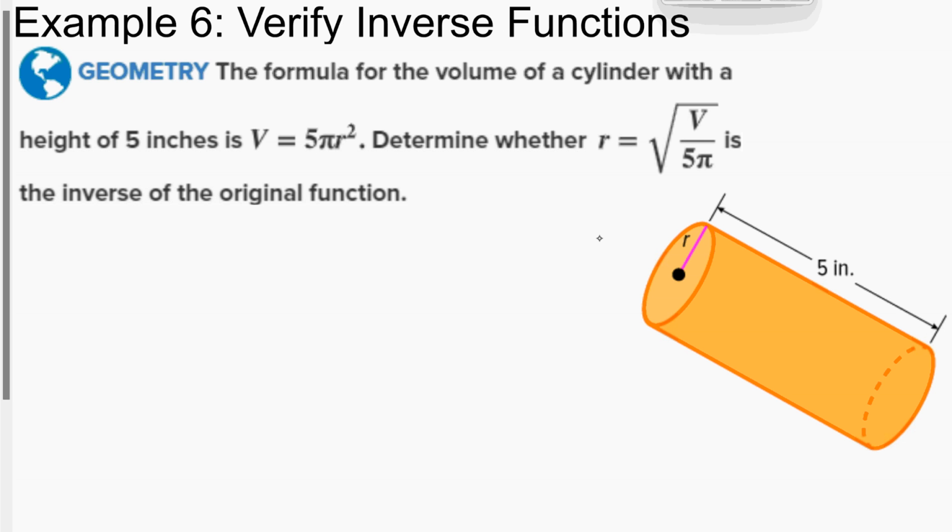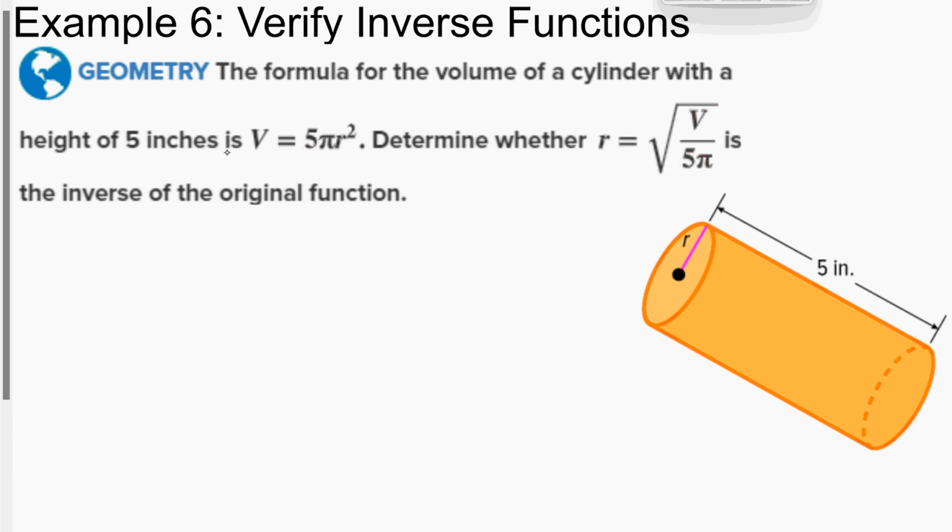Example 6, we are going to verify inverse functions, kind of like we did in number 5, except we have an application problem talking about the volume of a cylinder. With 5 inches height, our volume is 5 pi r squared, and our radius is the square root of v over 5 pi. And we want to see if these two are inverse to one another.